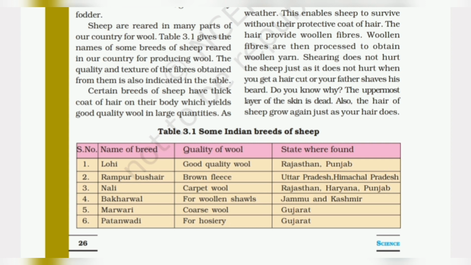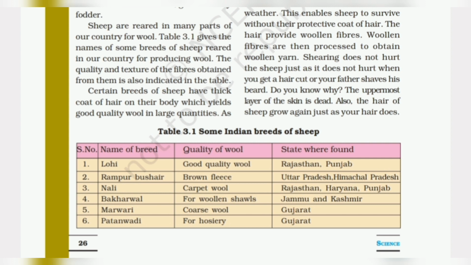Shearing does not hurt the sheep, just as it does not hurt when you get a haircut or your father shaves his beard. Do you know why? The uppermost layer of the skin is dead. Also, the hair of sheep grows again just as your hair does. So, the woolen fibers are processed to obtain woolen yarn.